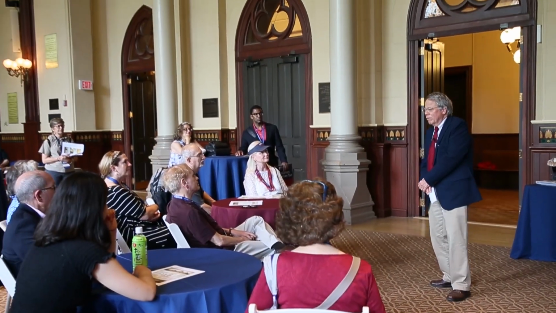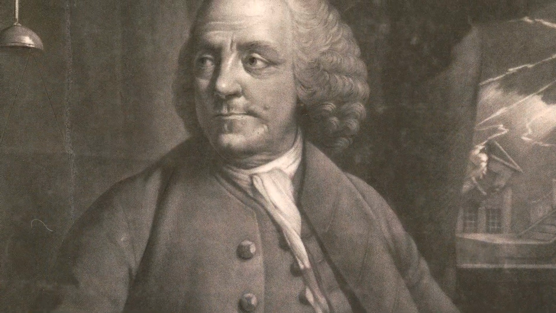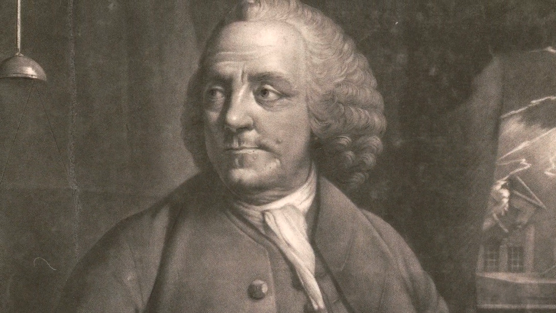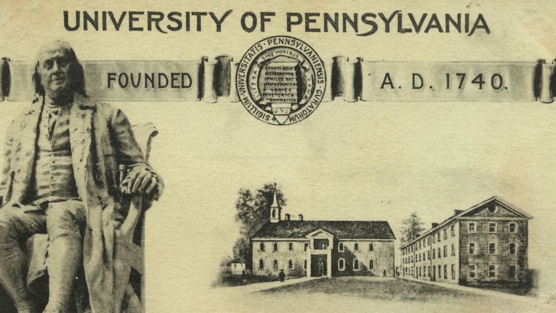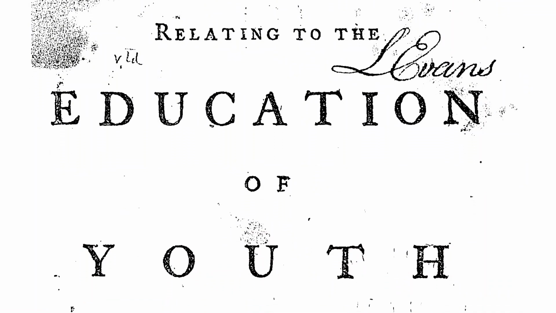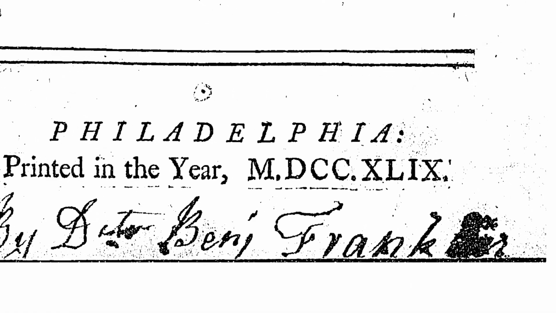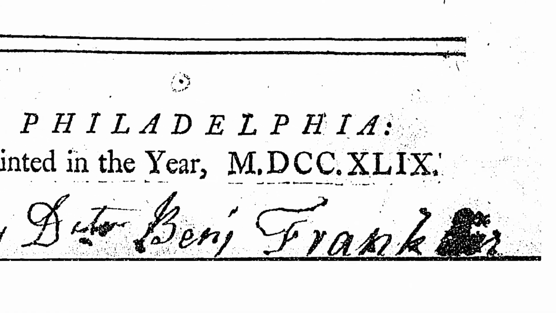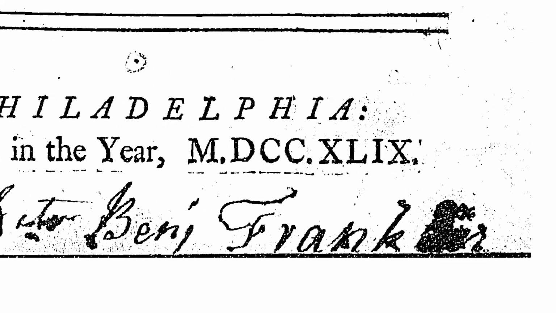Who was the founder of the University of Pennsylvania? Benjamin Franklin. And when was the University of Pennsylvania founded? 1740. When did Benjamin Franklin write his proposal concerning the education of youth in Pennsylvania? 1749. There's a problem there. There is a problem, and that problem can be solved with architecture.